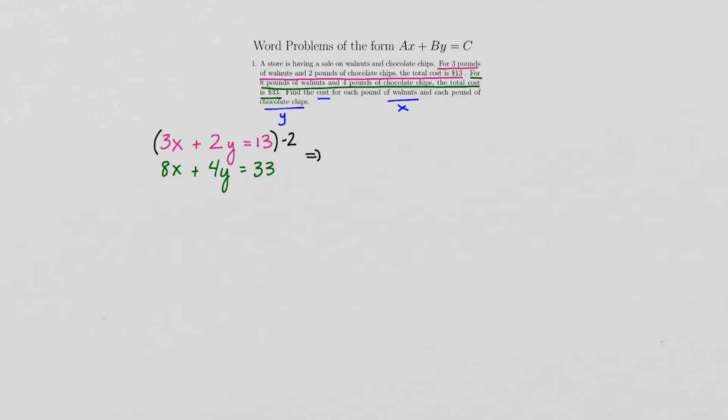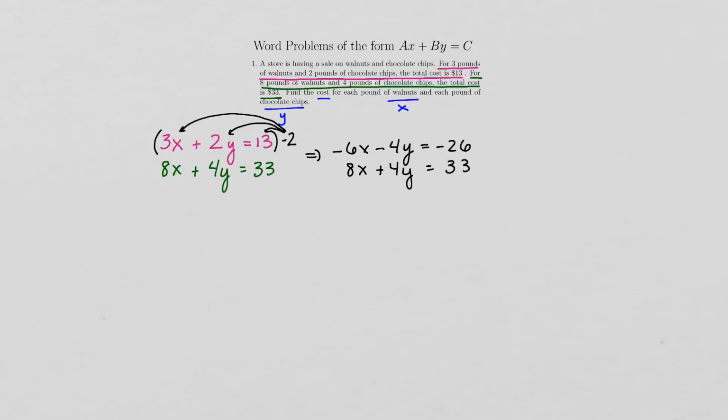So the -2 has to go to each piece. So -2 times the 3x would be -6x. -2 times the 2y would be -4y. -2 times the 13 is going to give me -26. And then I'm going to keep that second equation the same. So 8x plus 4y equals 33.